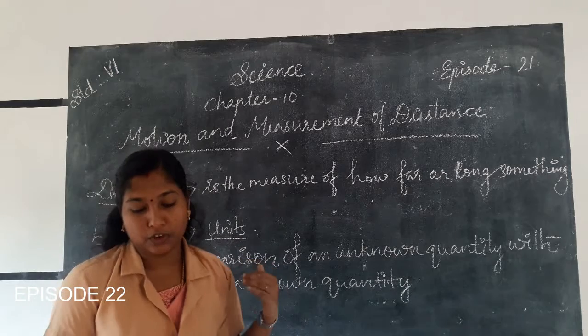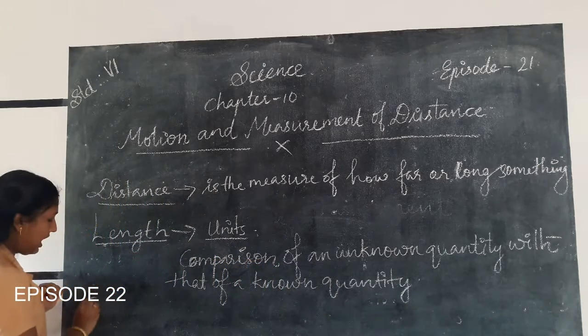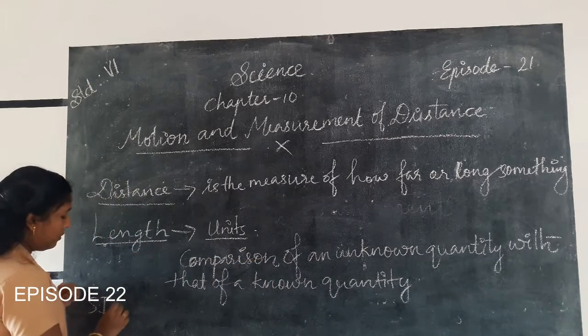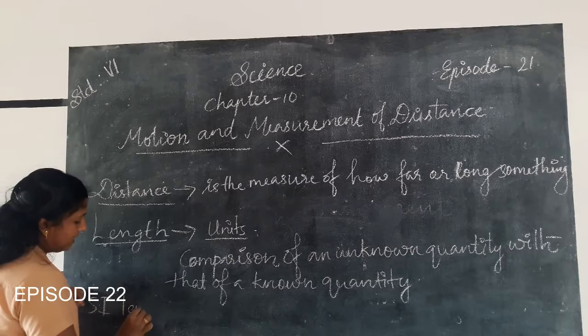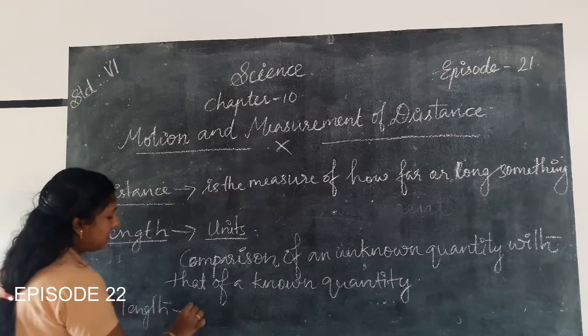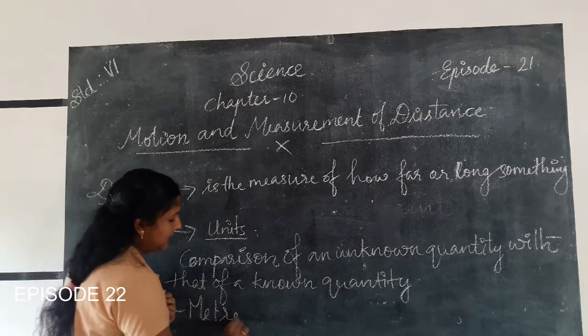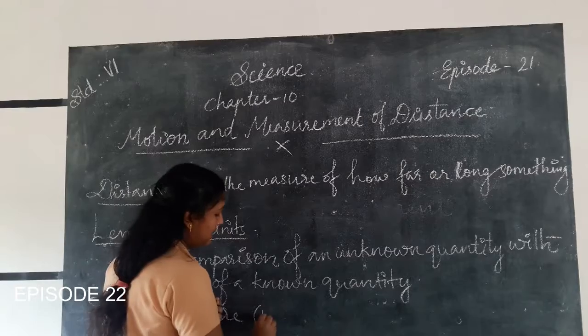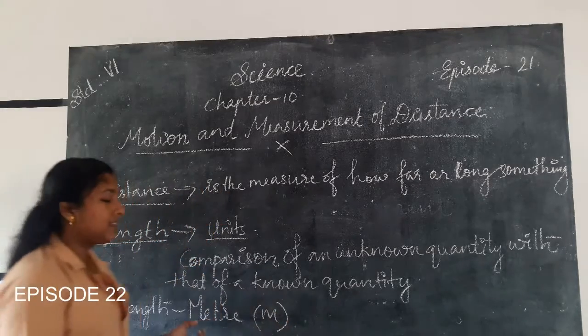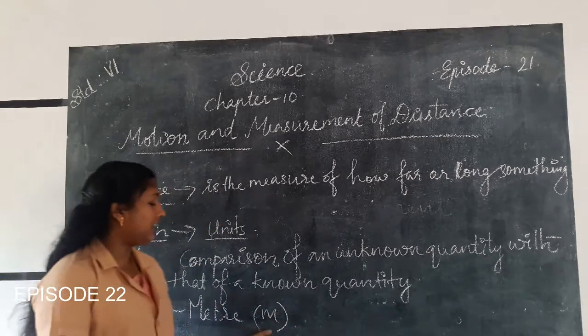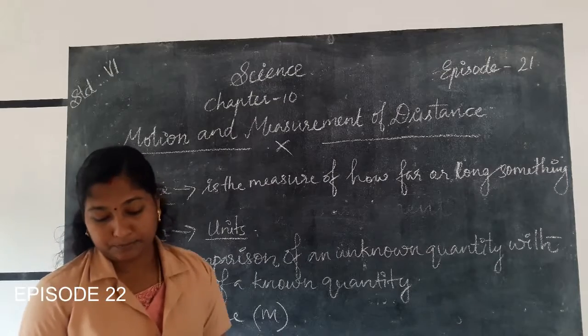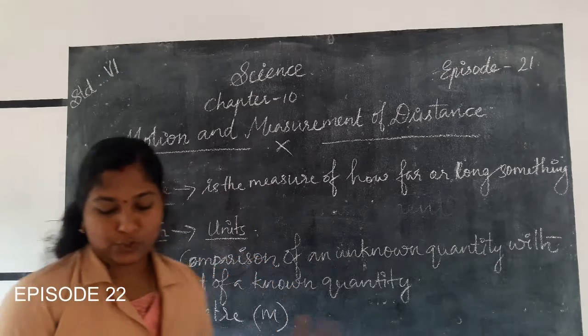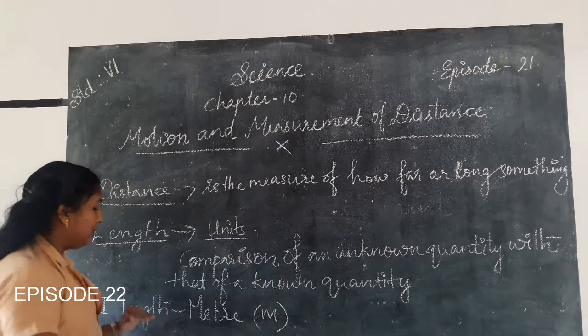The standard unit of length is the meter. The SI unit of length is meter. That is denoted by the symbol small m. The SI unit of meter is denoted by the letter small m.